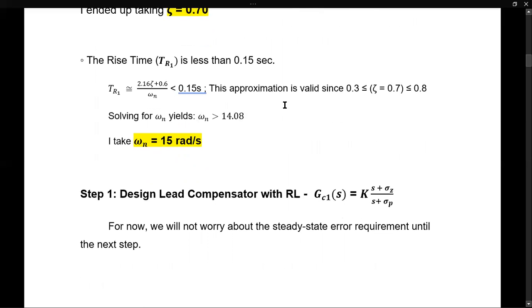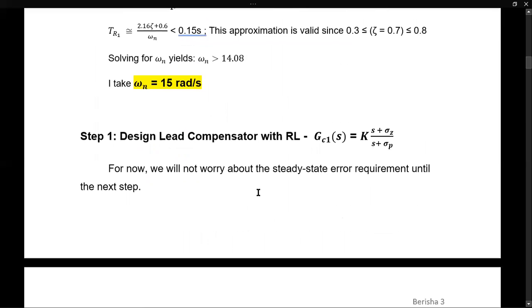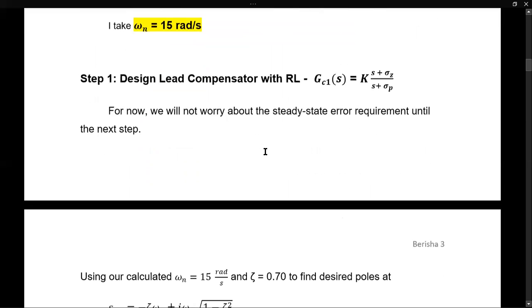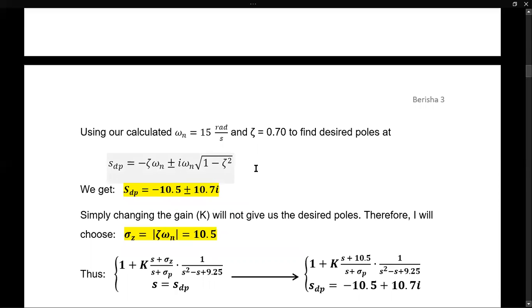We won't worry about the other requirements for now. We'll just focus on these two because we want to design a lead compensator using the root locus method with the poles at locations corresponding to that natural frequency and damping ratio value. So plugging them into the equation here, we get s equals -10.5 plus or minus 10.79j.